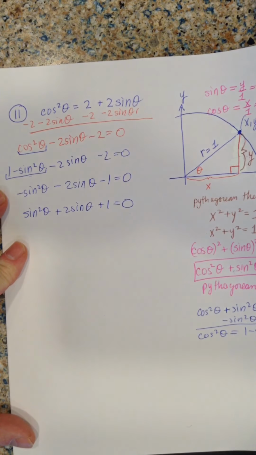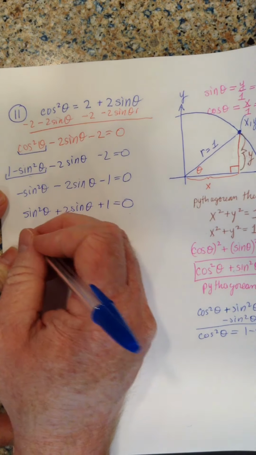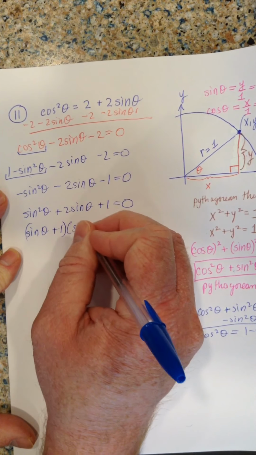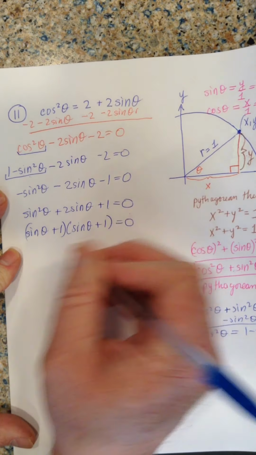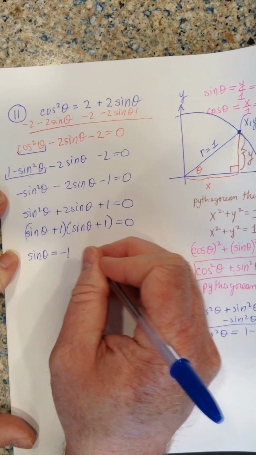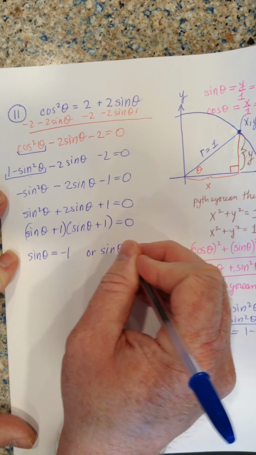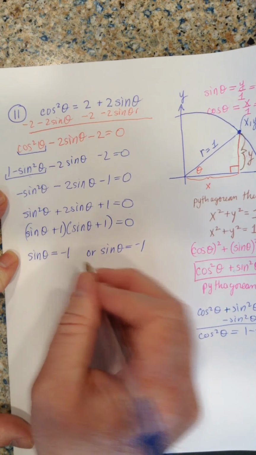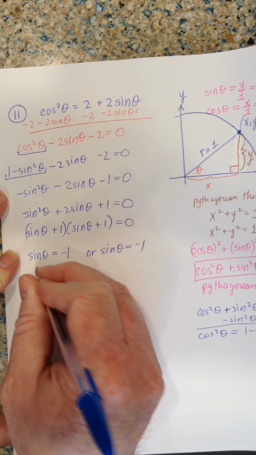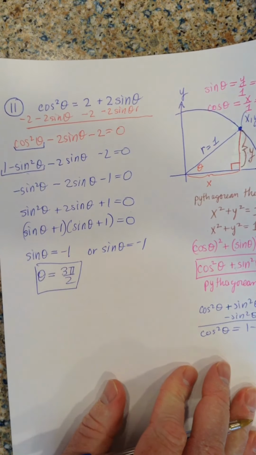And now I'm going to factor that, and it factors like so. So I get sine theta equals negative 1, or sine theta equals negative 1, which are the same equation, and that's true where theta equals 3 pi over 2, which is the answer to that problem.